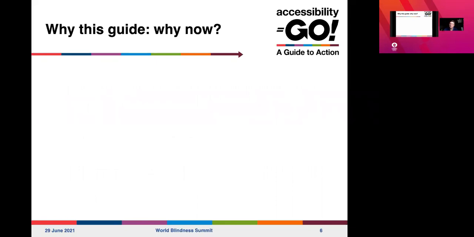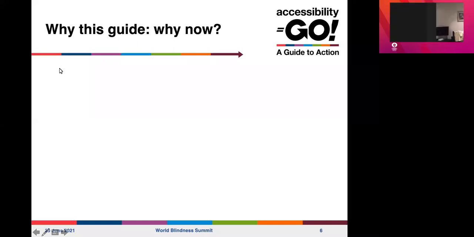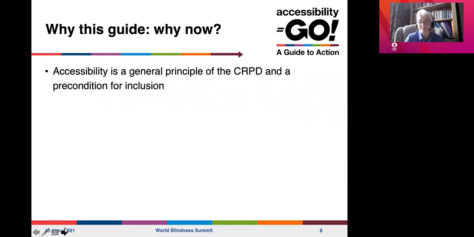So now we would like to start just by explaining the rationale around why this guide and why now. Thanks, Ben. Why this guide? Why now? For CBM Global, accessibility is not just a nice to have, it's critical. It's a precondition, it's a principle of the Convention on the Rights of Persons with Disabilities. And it's a must-have obligation for us. It's the most basic precondition to ensure the right to equal participation and inclusion of all persons with disabilities in all areas of life, be that social, economic, cultural, political.